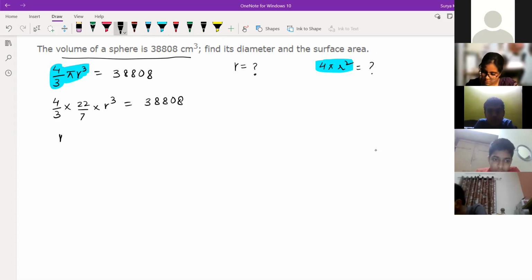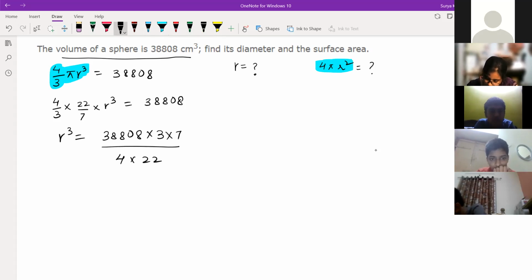So now r to the power 3 is equal to 38808 into 3 into 7 whole divided by 4 into 22. What is down, we are sending up: 3 and 7 are down, and we have sent them up here. And what is up, we are sending down: this 4 and 22, we have sent down.